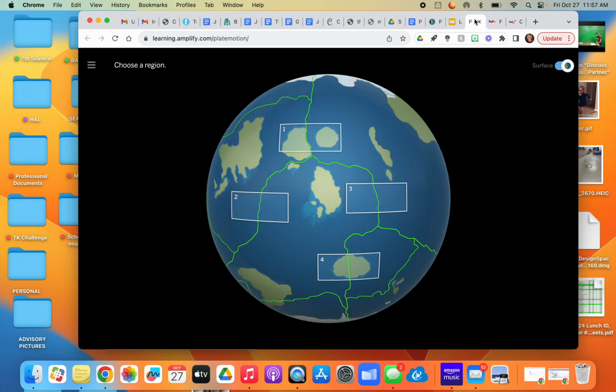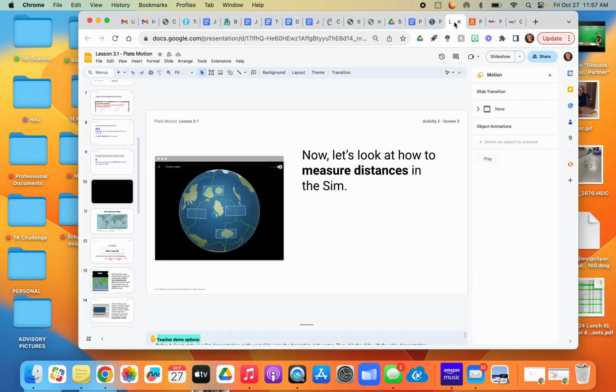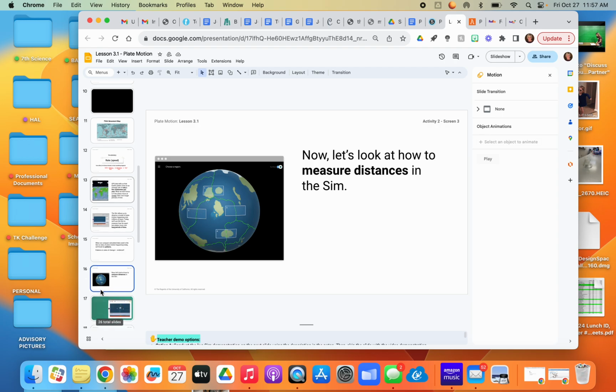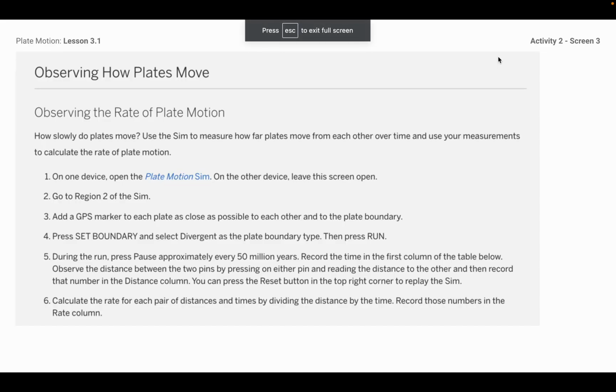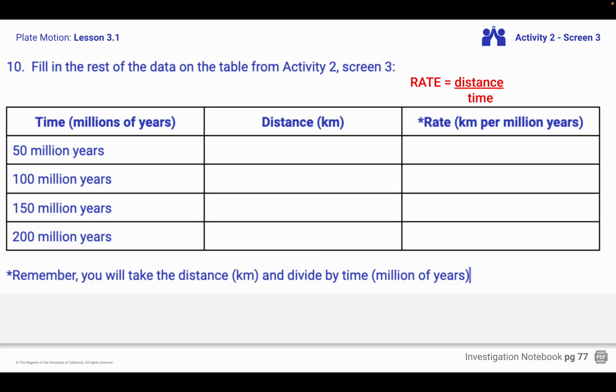Go into Activity 2, Screen 3, and you've got some directions for running a simulation. Underneath that, you have a data sheet. I want you to understand what you're going to do here. First of all, go ahead and fill in the rest of the data table right here. In your time, yours is blank. We're going to check it every 50 million years.